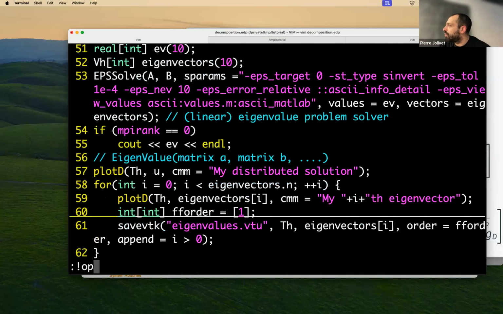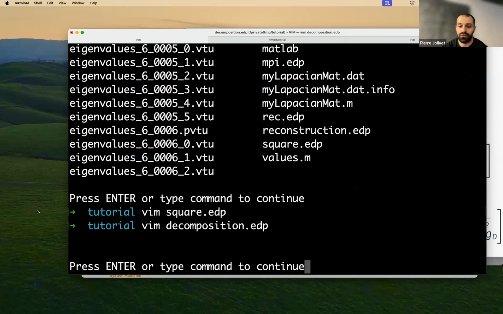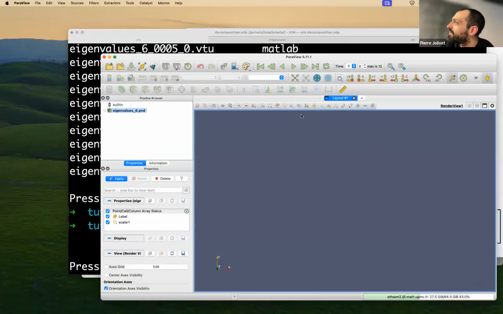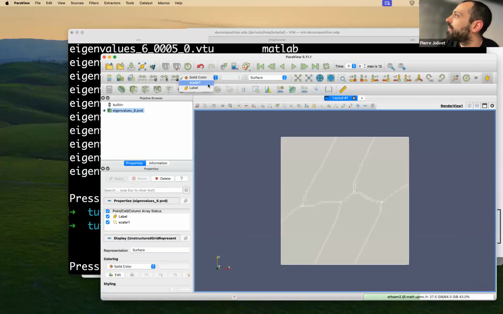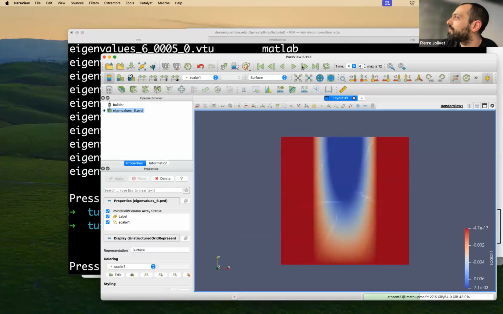Okay, so let's do open eigenvalue 6.pvd. Okay, so you need ParaView for this part of the tutorial. Okay, so I apply. And then I can look at the scalar one, which will be the eigenvector. And you can then go eigenvectors after eigenvectors. So everything is running nicely.